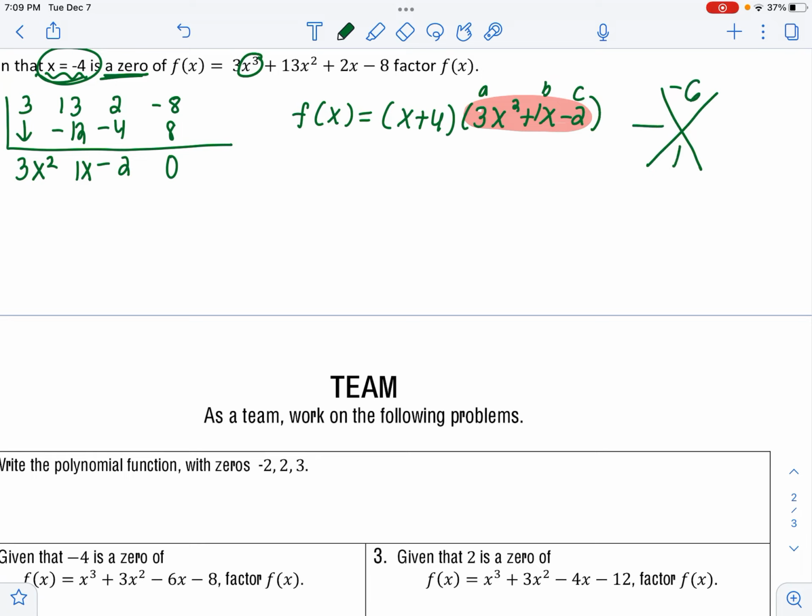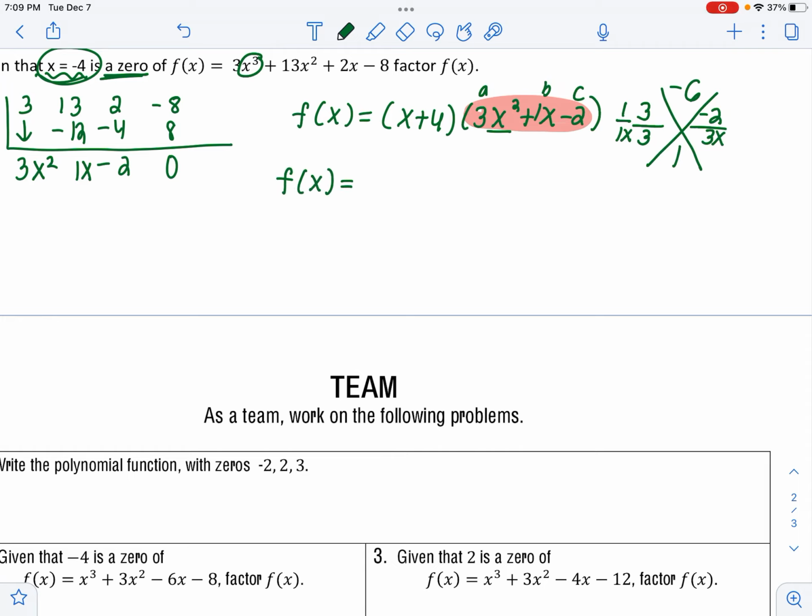A times C is negative 6, B is 1. So do I know 2 numbers that multiply to give me negative 6 and add to give me 1? 3 times negative 2. Don't forget to divide by the A value of 3. This first fraction simplifies to 1 over 1. Since this is a square, this is an x, and this is an x. So now I can write my other factors.